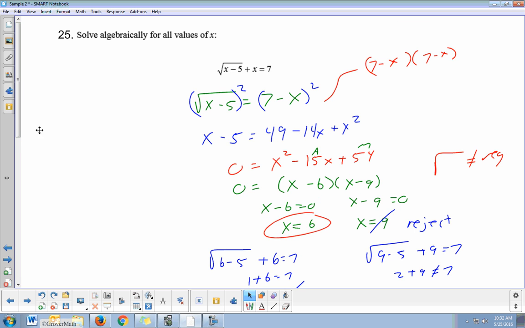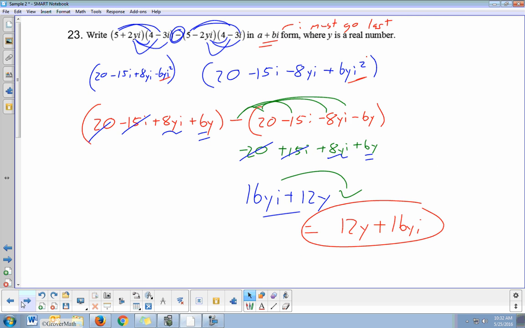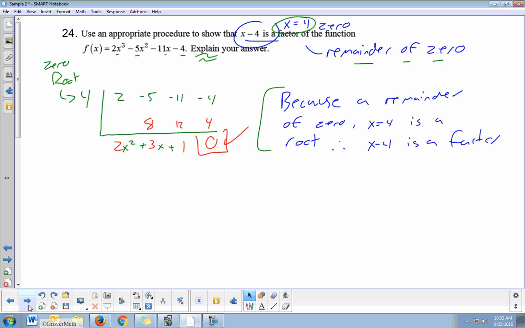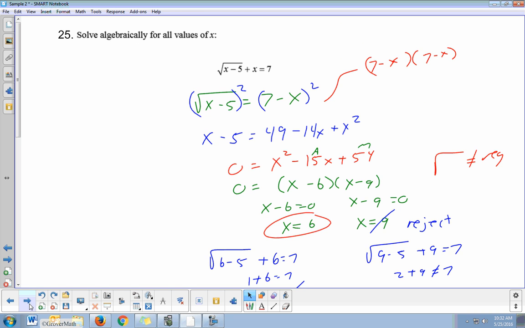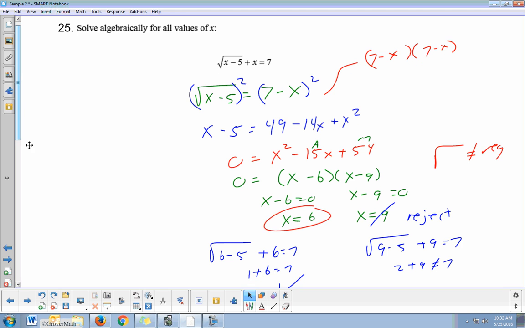All right, so that's sample questions number 23, a little bit of powers of i stuff. 24, remainder theorem, must have a remainder of 0 to be a factor or a root, and 25, a radical equation.